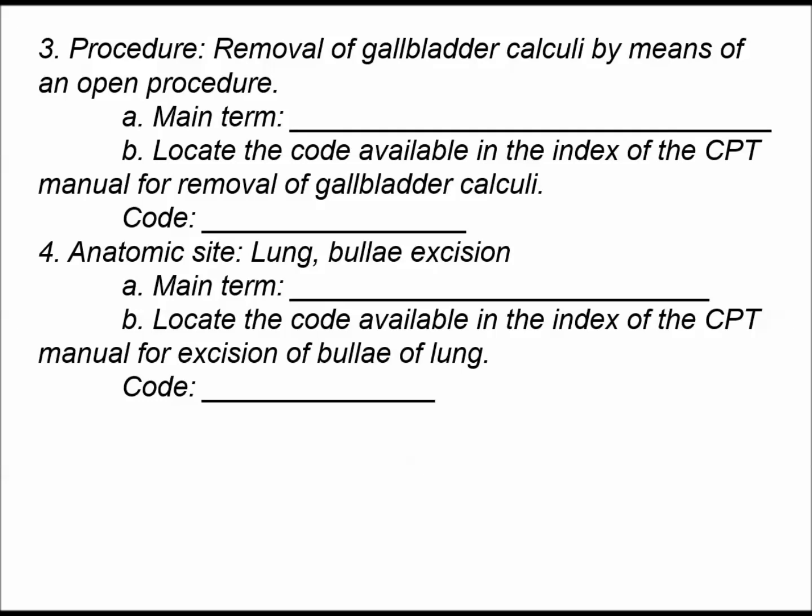Anatomic site, lung. So you're going to go to lung here, and you're going to look up bullae excision. A bulla is actually an air pocket that's embedded into the lung, and it's caused by either lung cancer or maybe even emphysema. So it's going to be actually excised or taken out or resectioned. So you would then look up bulla lung resection, and it's going to give you the code of 32141. Okay, so let's move on.